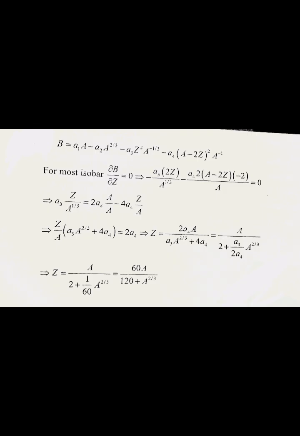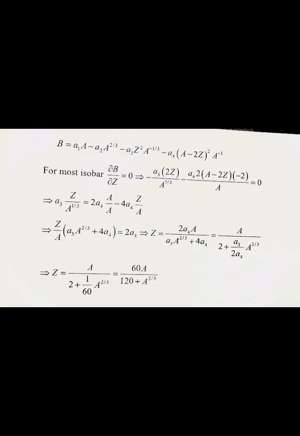So here it is given that B is equal to A1A minus A2 A raised to 2 by 3 minus A3 Z square A raised to minus 1 by 3 minus A4 into A minus 2Z the whole square A raised to minus 1. For most stable isobar, dou B by dou Z should be 0. That is minus A3 into 2Z divided by A raised to 1 by 3 minus A4 into 2 into A minus 2Z into minus 2 by A is equal to 0. That is A3 into Z divided by A raised to 1 by 3 is equal to 2A4 A by A minus 4A4 Z by A.